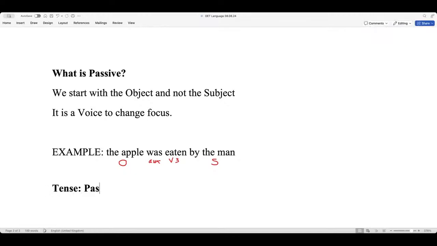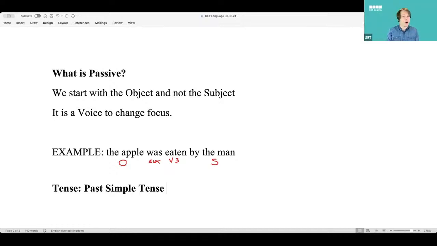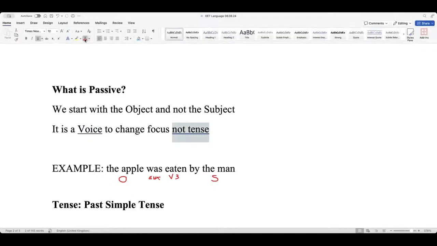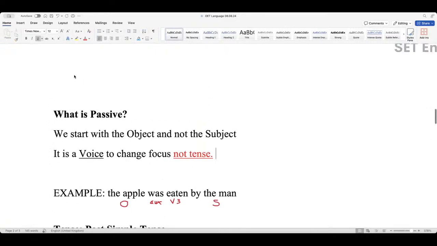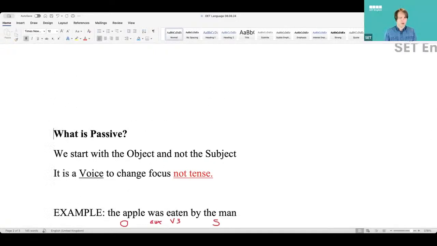Passive and the past tense, they're the same thing. No, that's the thing. They're not. It's a voice, not a tense. What that means is you can have passive in different tenses. What is a tense? A tense, guys, what is a tense? Great question.